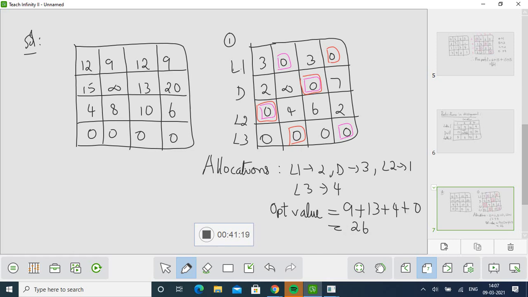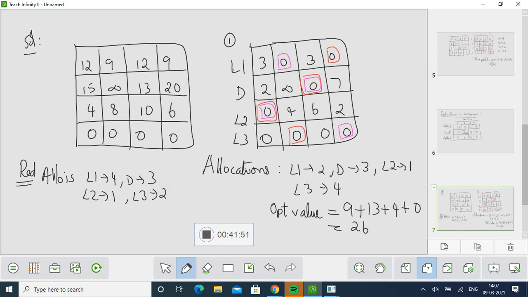Suppose you take the red ones. Okay, suppose I take the red ones. I'm writing by this sign. Suppose I take the red ones, then what will be my allocation? L1 goes to 4, then I will have D goes to 3, L2 goes to 1, and I will have L3 goes to 2.